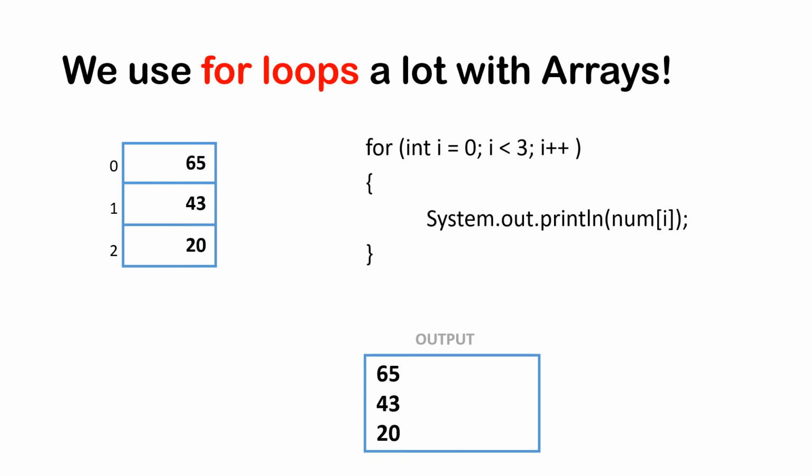So for loops work really well with arrays, and it doesn't matter how big the array is, as long as you put your i less than the right size of the array, you will be able to work with the whole array in one go.